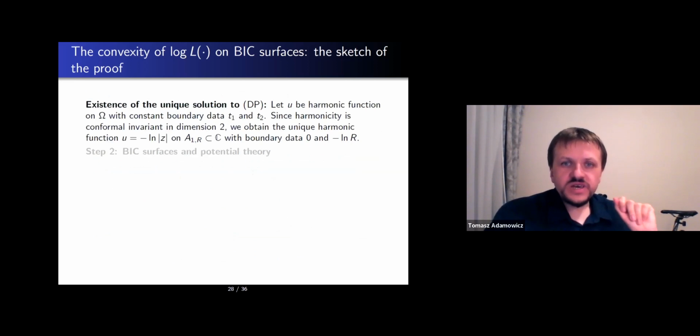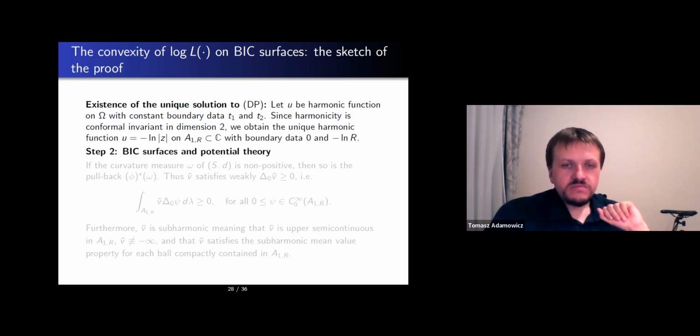By using the uniformization lemma, we may show the existence of the unique solution. Because if we use a harmonic function with constant boundary data, then we apply the fact that harmonicity is conformally invariant in dimension 2. And so we obtain the unique harmonic function in the flat annulus with boundary data 0 and minus logarithm of r, which means that this function must be minus logarithm of a distance.